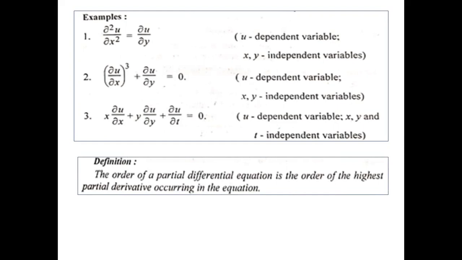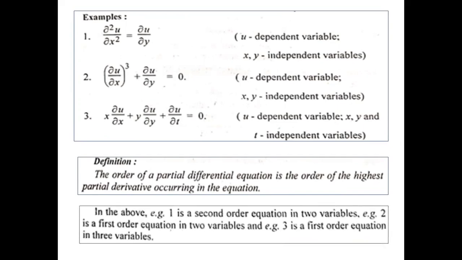Another definition: the order of a partial differential equation is the order of the highest partial derivative occurring in the equation. In the above examples, example 1 is a second order equation in two variables. Example 2 is a first order equation in two variables. Example 3 is a first order equation in three variables.